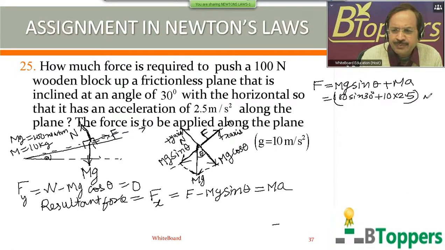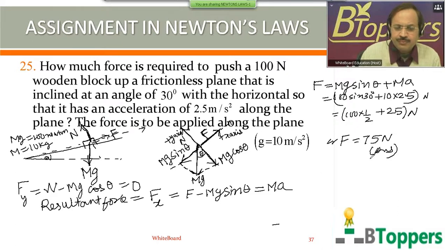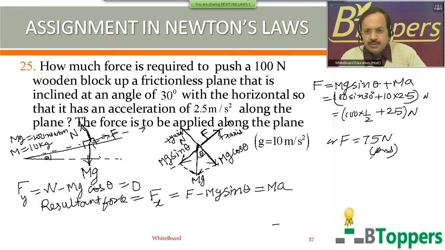So it will be in SI units. Sin 30 degrees is equal to 1 by 2. So the answer will be 75 Newton. Those who want to copy the solution of the problem can copy it down. In case you need more time to copy the solution, take a pause.